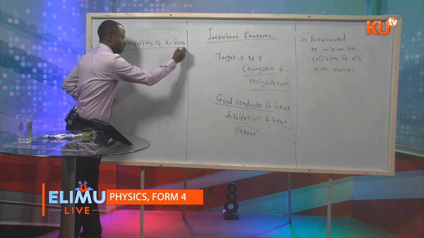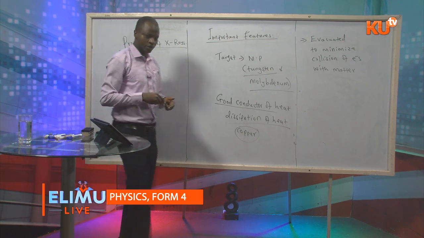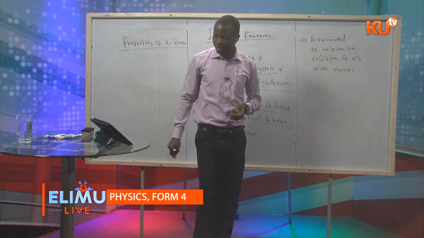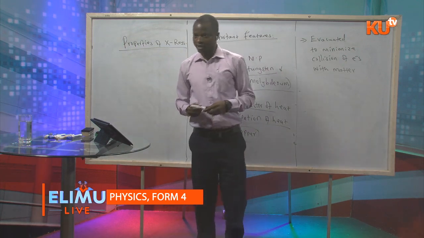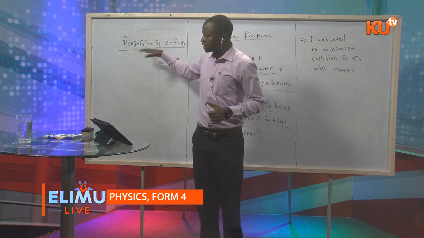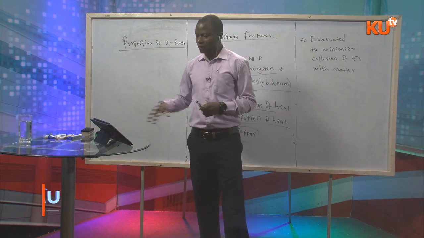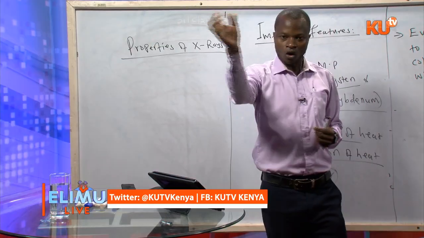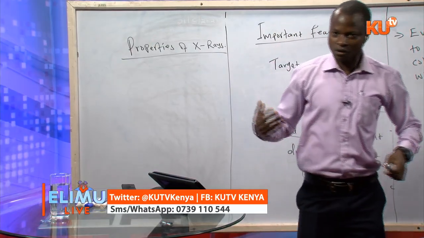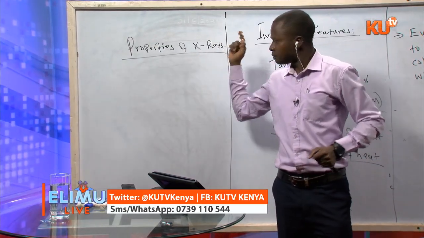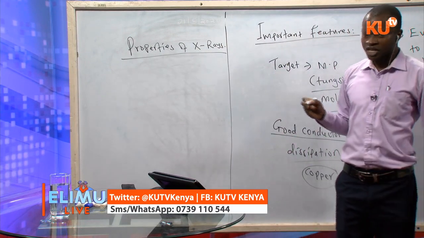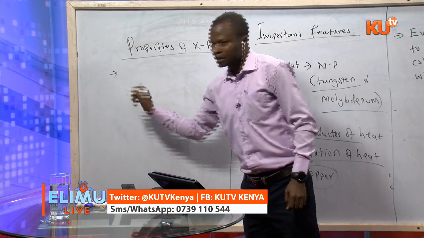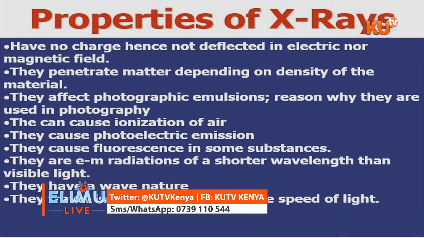If you check your KLB Form 4 textbook, you realize there is another topic called the electromagnetic spectrum, EM spectrum, and X-rays are part of that EM spectrum. Therefore, some of the properties of all other waves are also possessed by X-rays. And the first one is they have no charge. So the first property, they have no charge.